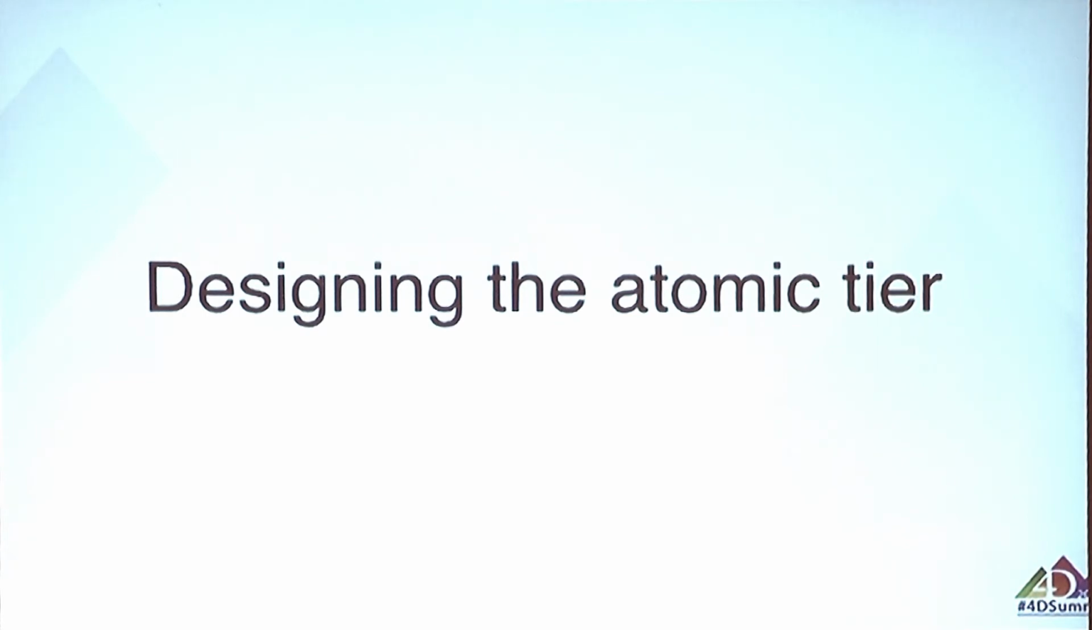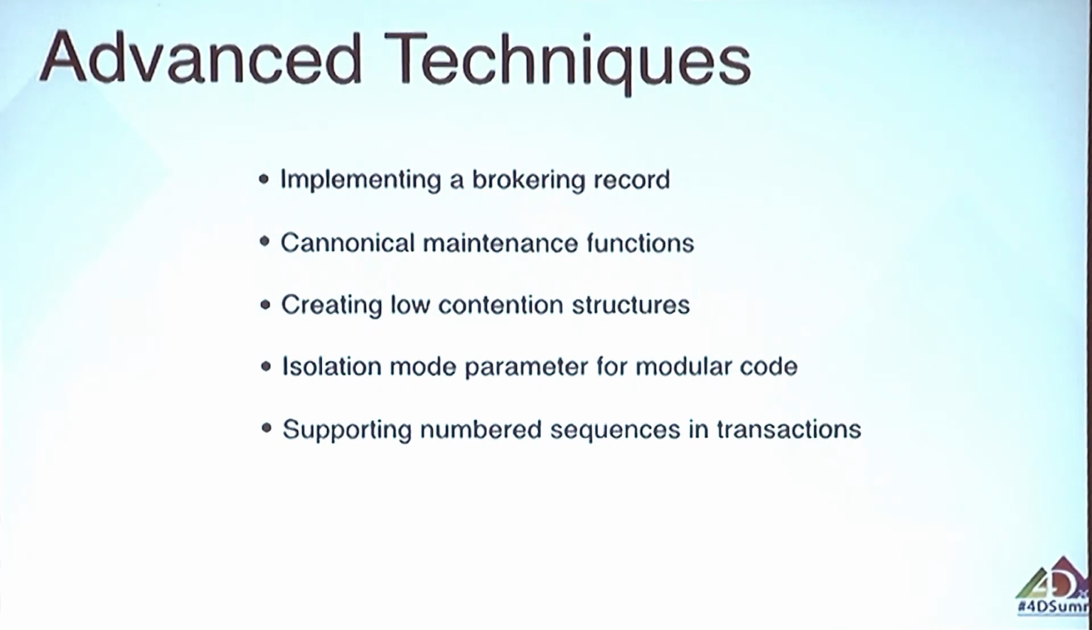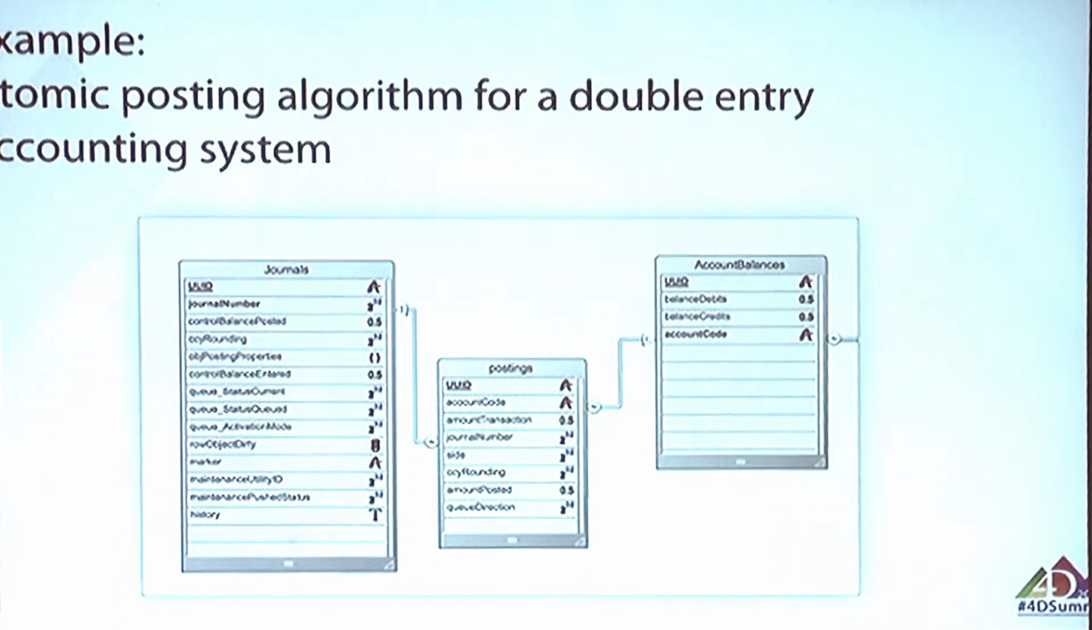So, designing the atomic tier. This is a little case study where I use the technique of a brokering record. I'm also going to look at some others. I probably won't get to all of these, but they're fairly simple, and there are some explanations in the notes. But I'm going to look at this brokering approach first. This is back to the 3-tier example, where we can suck out a lot of the business logic from our forms and run it on 4D's pseudo middle tier, which is the server, or a real middle tier if you've got a 3-tier configuration like I showed before.